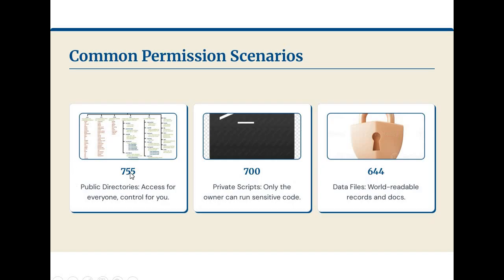Common permission scenarios. 755 is generally the file permission given to directories. This allows everyone to access the directories, and if it is a private script, only 700 permission is chosen. If it is a data file, 644 permission is given. That indicates read access for group and others, and read and write access for the owner of the file. So in that way, the common permission numbers are chosen.